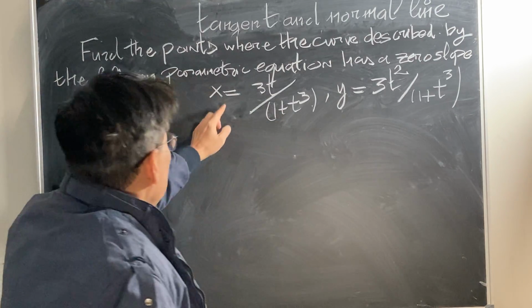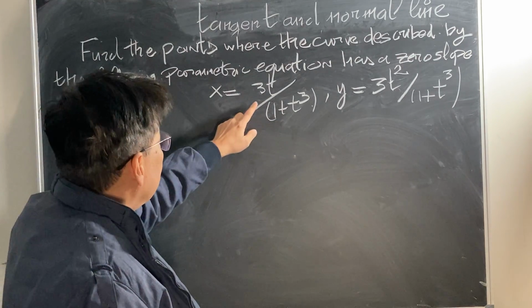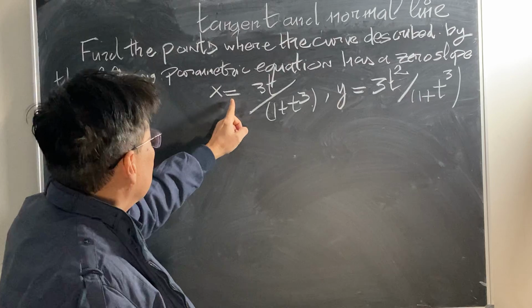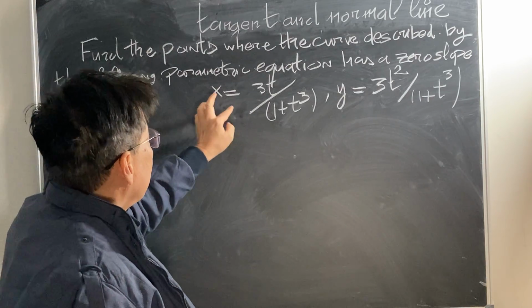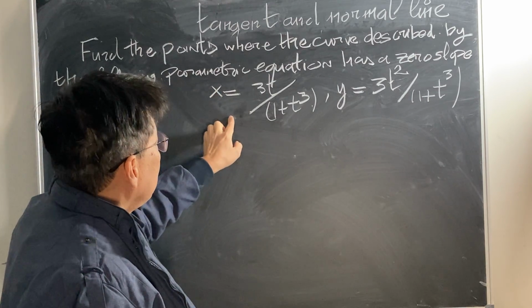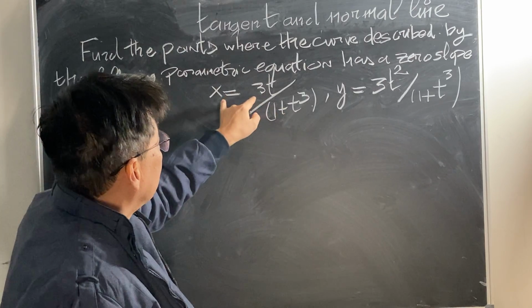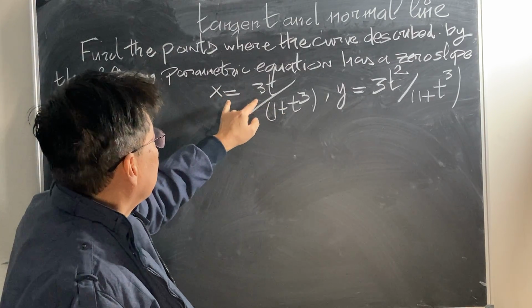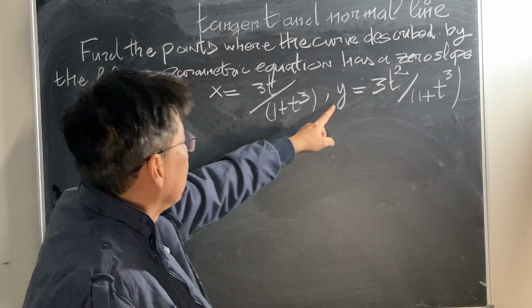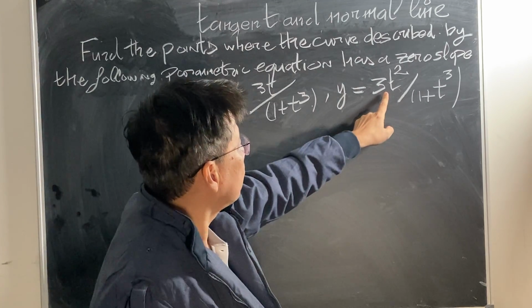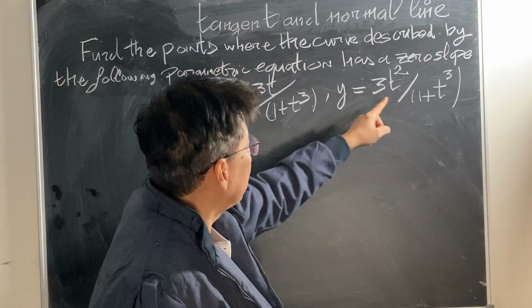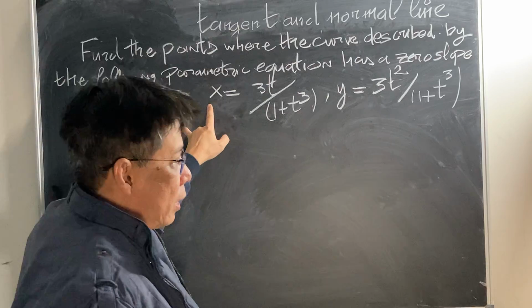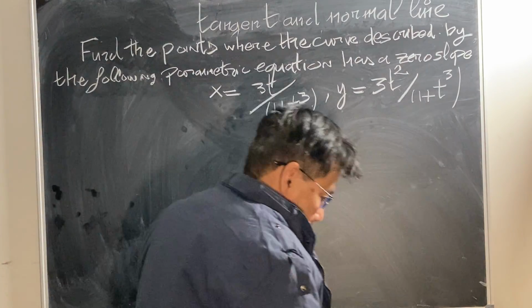So we need to take the derivative of dx over dt, because this is x in terms of t, and this is dy over dt, because this one is y in terms of t, and then you calculate dy over dx. Okay, let's go.